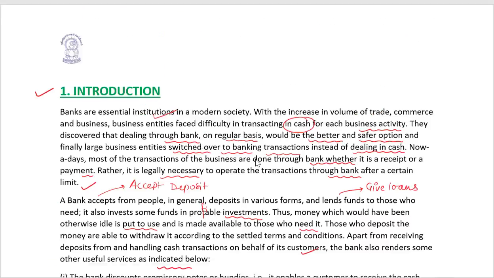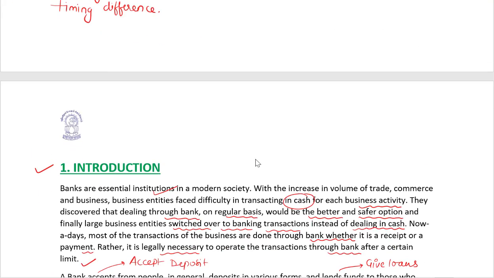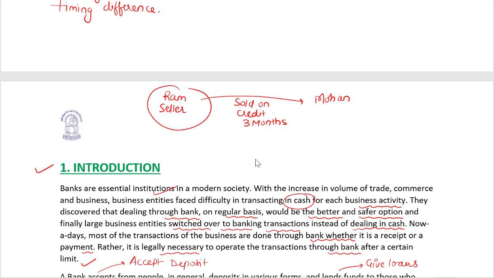Supposing Ram is a seller and he sold goods on credit of 3 months to Mohan. Mohan said, okay, I will make the payment after 3 months. But Ram wants payment urgently. Now Ram approached Mohan and requested, Mohan, why don't you make payment to me? Now Mohan is not in a condition to make payment because Mohan doesn't have money or cash.